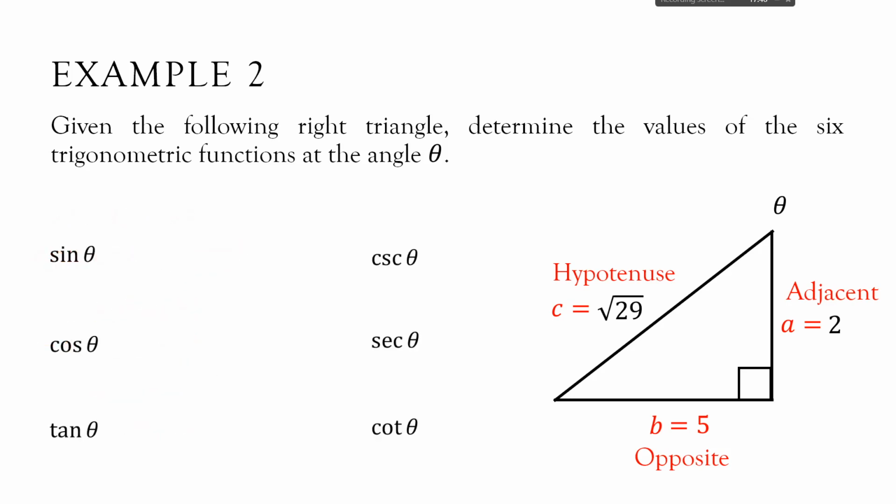So let's start off with sine. Sine is, well, opposite over hypotenuse. Opposite is 5. Hypotenuse is the square root of 29. So I'm going to put 5 over the square root of 29.